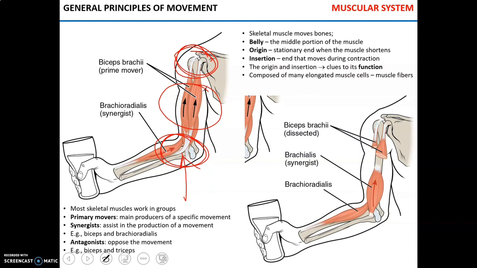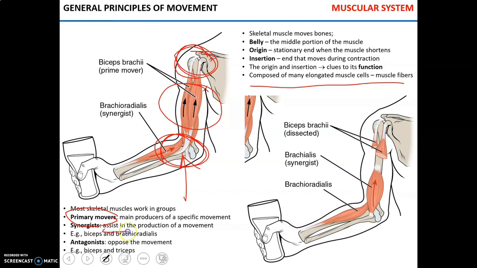Muscles are composed of very long muscle cells called muscle fibers, and when muscle fibers contract, the muscle contracts as well. Each movement is usually produced by a group of muscles. These groups consist of primary movers. For instance, for flexion of an elbow, the primary mover is biceps brachii. It is the main producer of that movement.